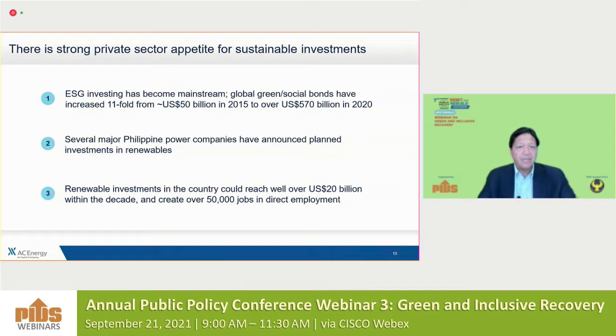It was mentioned earlier, I think by Dr. Jerry, that renewable jobs have a multiplier effect of 7.5 times. So you can imagine the significant impact as well in this green-led recovery.